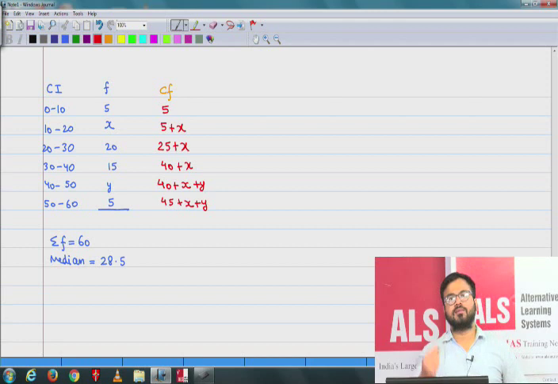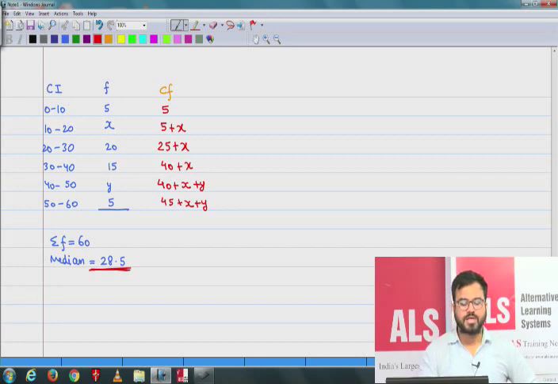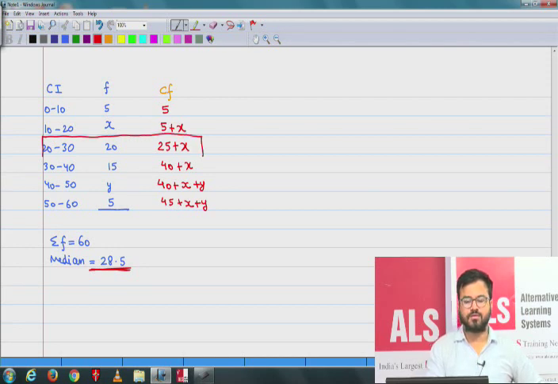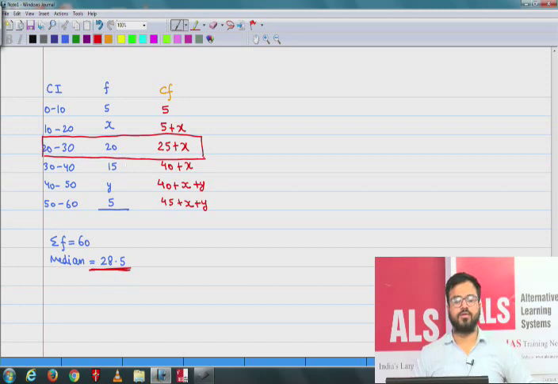Now, how do we find the median class in this case? Because half of the sum of frequency is 30, and how will you know what is greater than 30? But here the median is already given, 28.5. So you will just look in which interval 28.5 lies, that will be the median class. So 28.5 lies in this third interval, 20 to 30. So this is the median class interval.